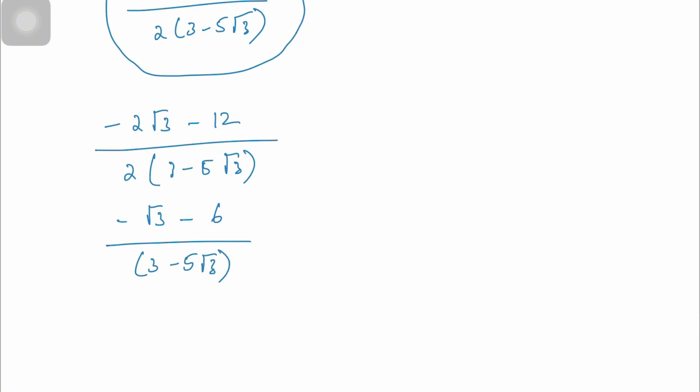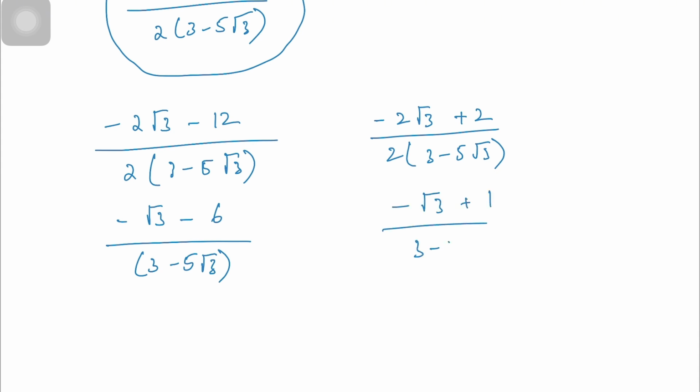Then we can solve the positive part. Our positive part would look like negative 2 root 3. Negative 5 plus 7 would be basically positive 2. And then we can take 2 as common to get our answer as finally negative root 3 plus 1 over 3 minus 5 root 3.